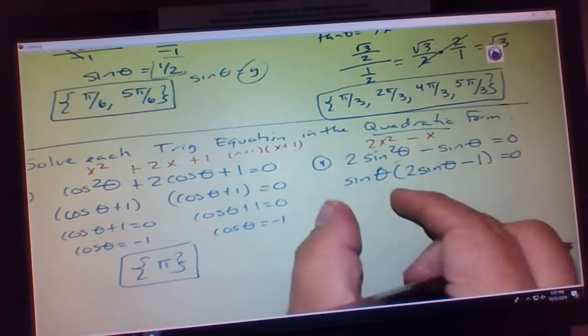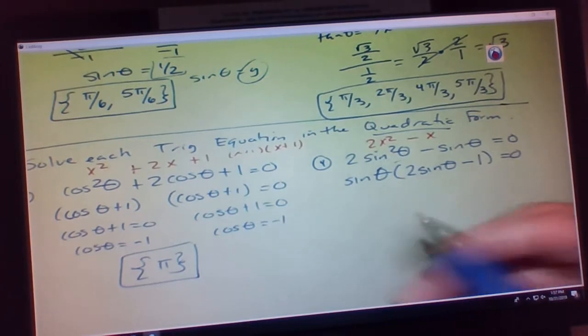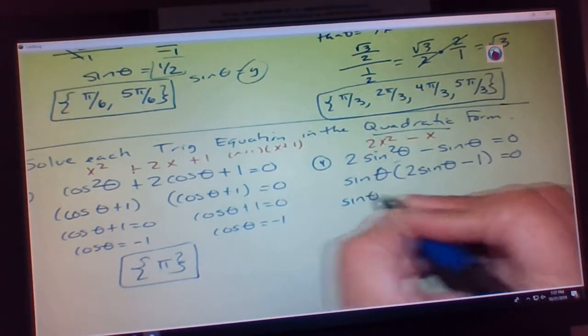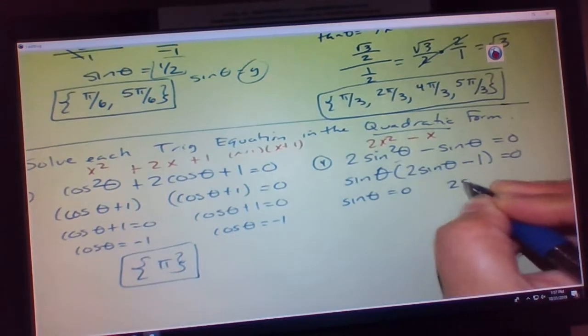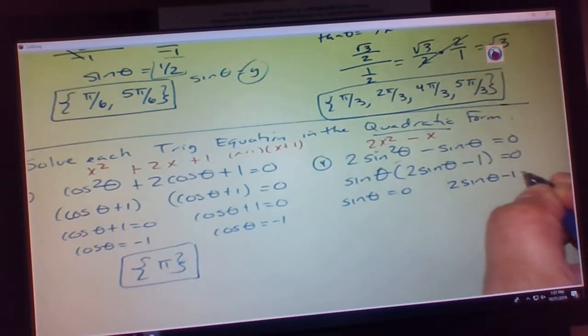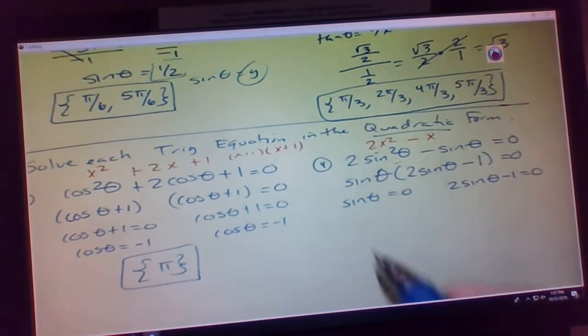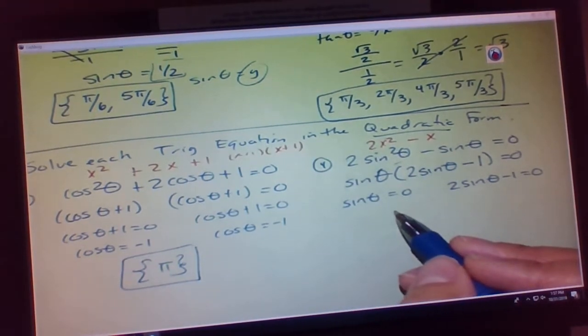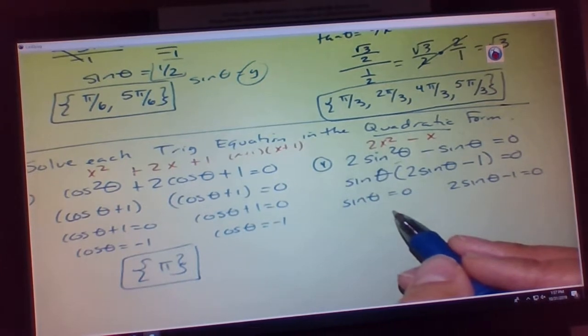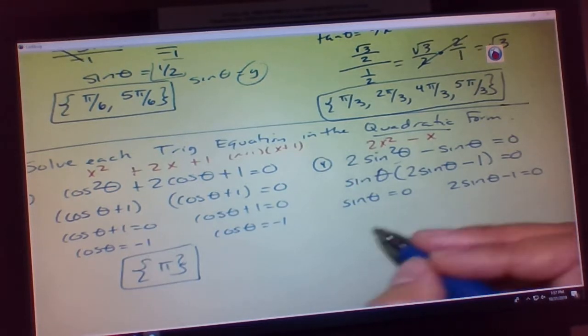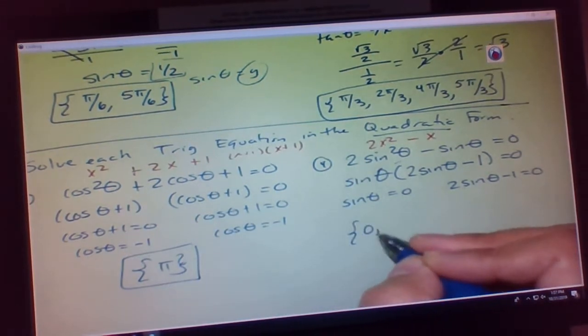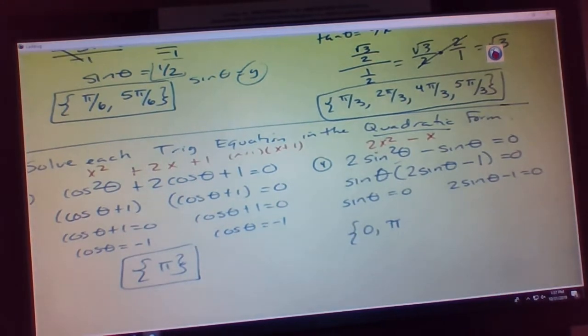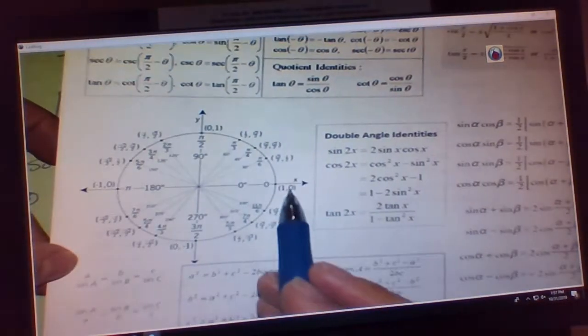How many things do I have here? 2. So I have to do sine equals 0 and 2 sine minus 1 is equal to 0. Now this one's already solved. So when is y a 0? At 0 and 360, and pi? Pi. Don't forget 0 and pi. So both 0 there, 0 there.